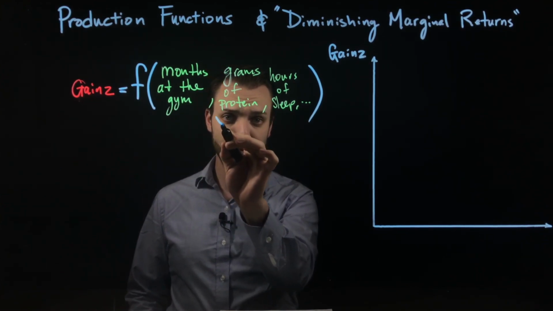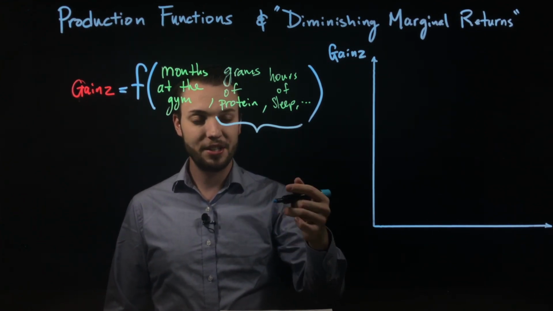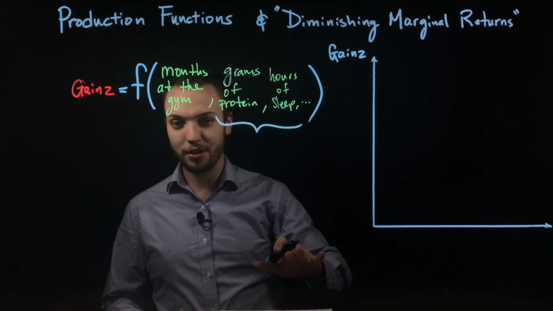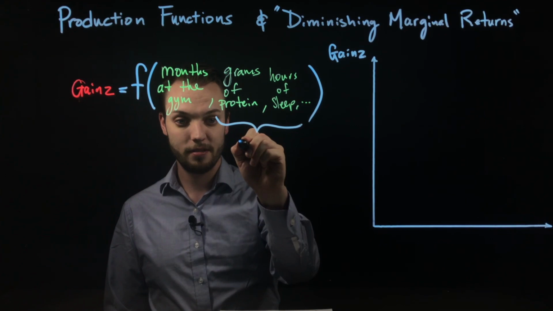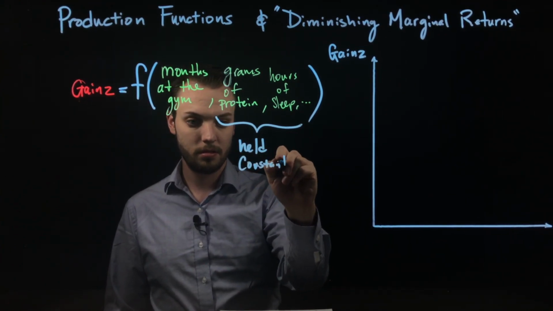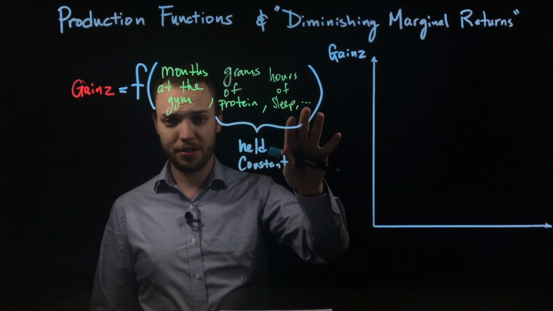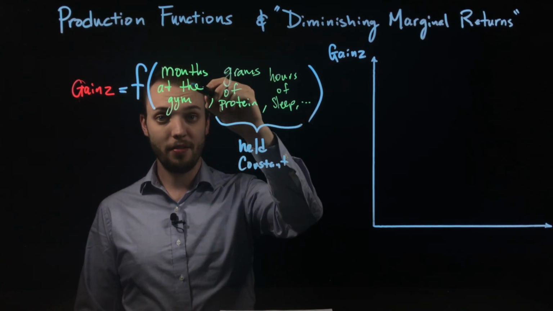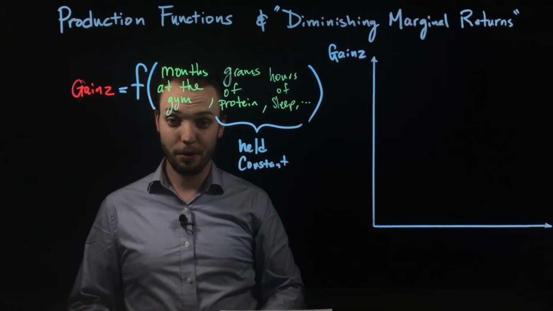So we're going to say that grams of protein eaten per day, hours of sleep that you get per night, the intensity of your workout, all of that, we're going to say, just assume that that's at some average level. We're not interested in that right now. So we're just going to say that this is constant. So suppose that, right, we hold all these other things constant at some reasonable level, and we're just focused on what's the relationship between the months at the gym and the amount of gains that you produce.